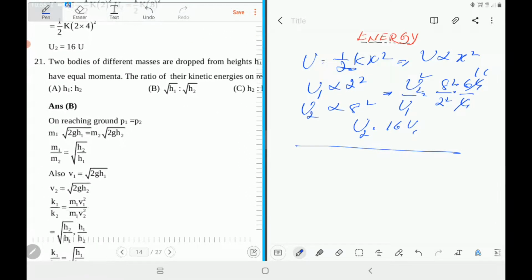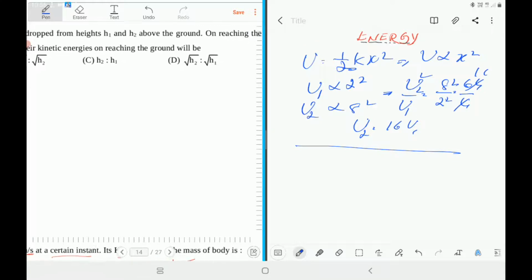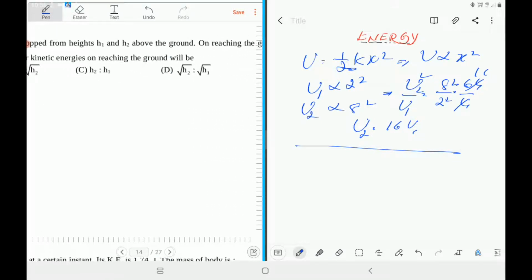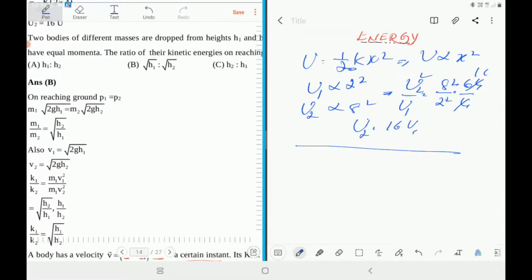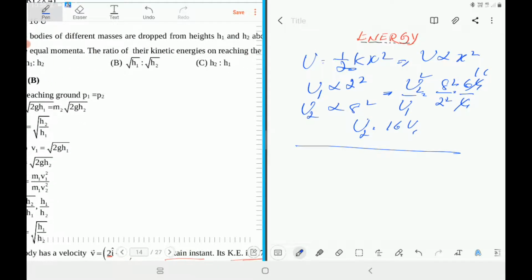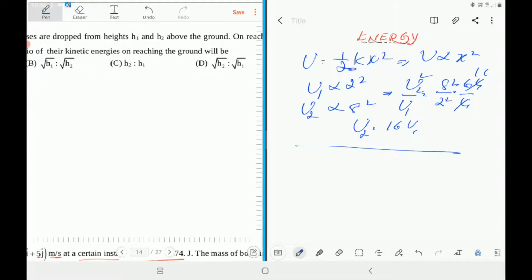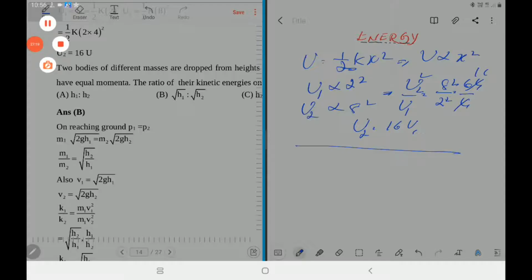Now I'll read the next one. Two bodies of different masses are dropped from heights H1 and H2 above the ground. Different masses, remember. Heights also different. On reaching the ground, they have equal momenta. Momenta same.